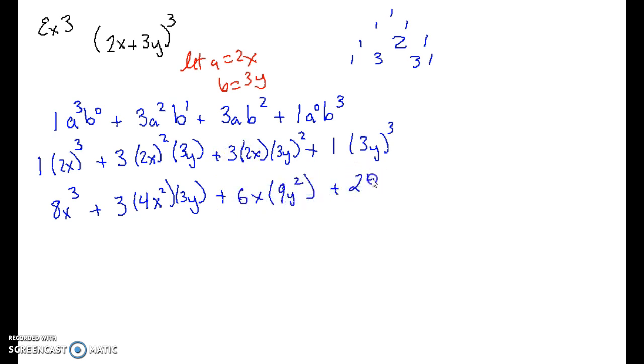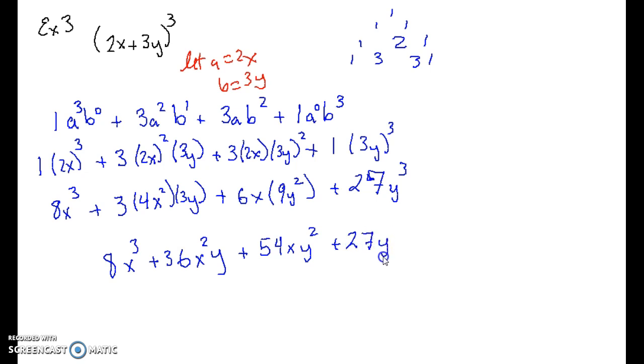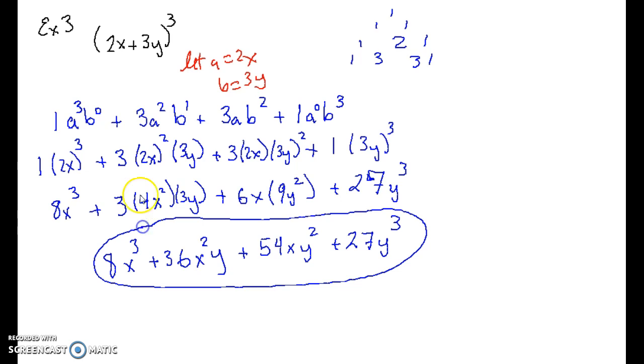And then finally 27y cubed. Last but not least, this becomes 8x cubed. And we'll multiply 3 times 4 is 12. 12 times 3 is 36. x squared y. Again, 3 to 2, this will be a 1. 54xy squared. And then 27y cubed. Right? Again, this is a full expansion of our binomial.